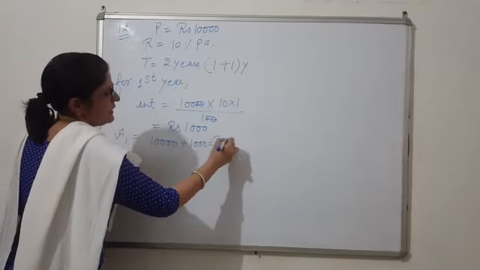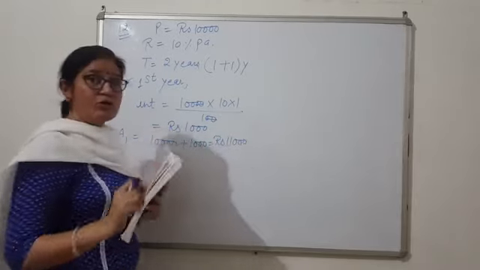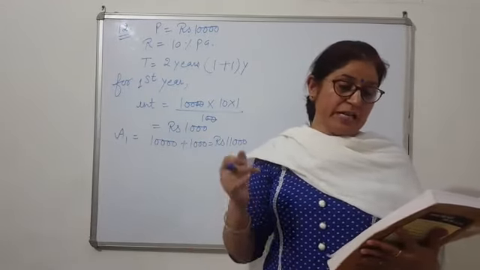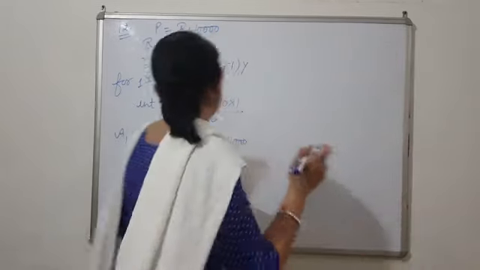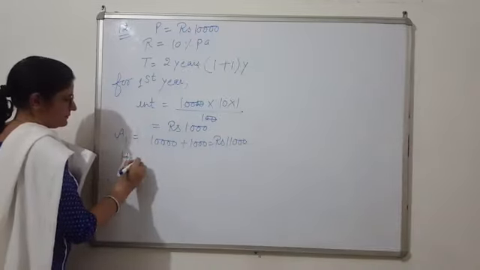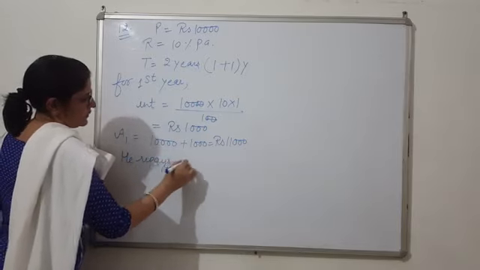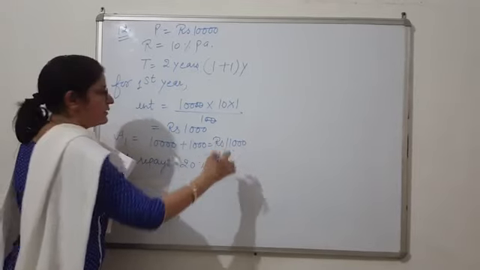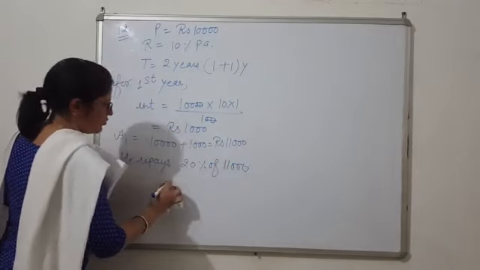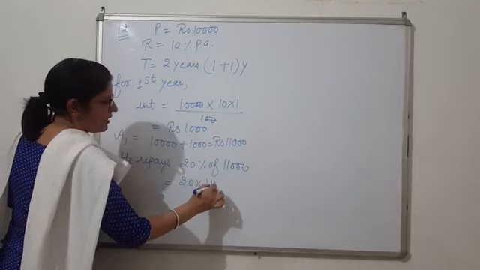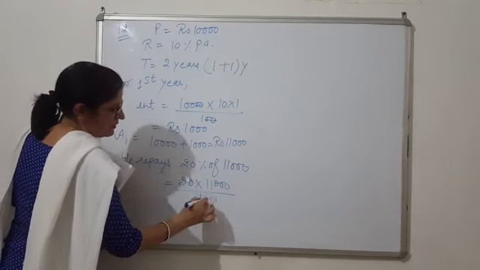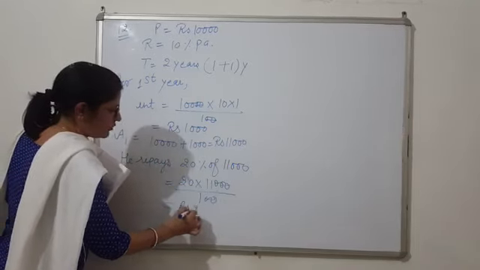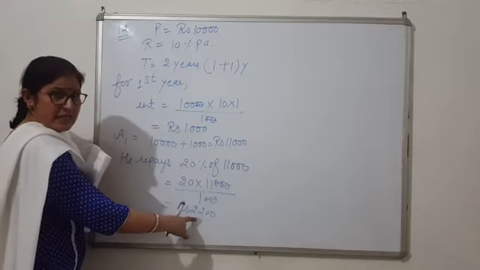So the amount at the end of the first year: we add this principal and interest and we get rupees 11,000. In the question it is given that at the end of every year he is repaying how much money? 20% of the amount of that year. So he repays 20% of the amount of this year, 11,000. So 20 into 11,000 upon 100. These two zeros are cancelled and we multiply. We get 2,200 rupees. So this he has repaid.